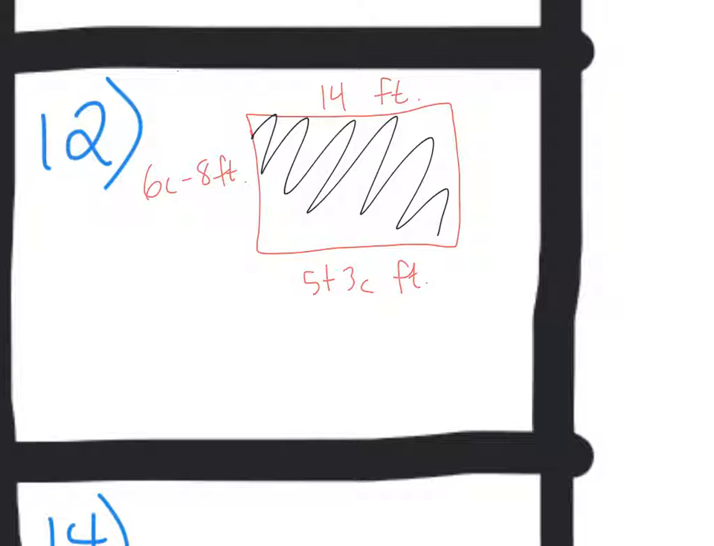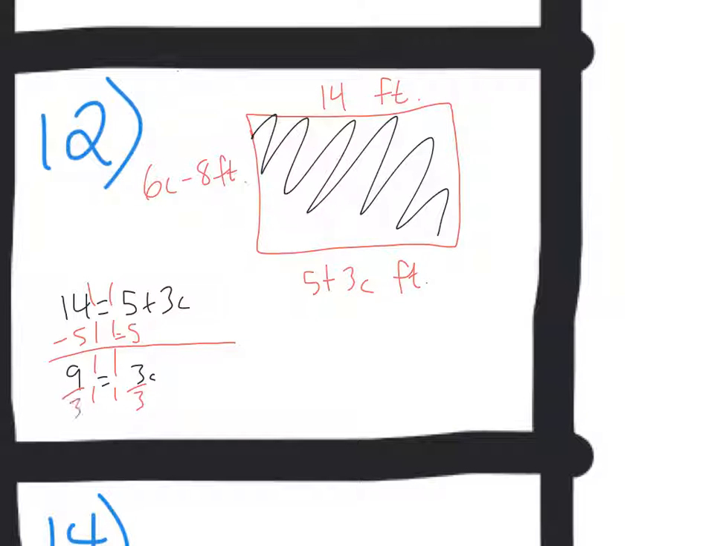So what I can do is actually set this side right here, 14 feet, equal to this side right here in order to figure out what c is. So let's do that first. So I've got 14 is equal to 5 plus 3c. Well, I know that if I build my mirror, I subtract 5 on this side, subtract 5 on this side, and you would get 3c is equal to 9. Divide by 3, divide by 3. And that leaves you with c is equal to 3.